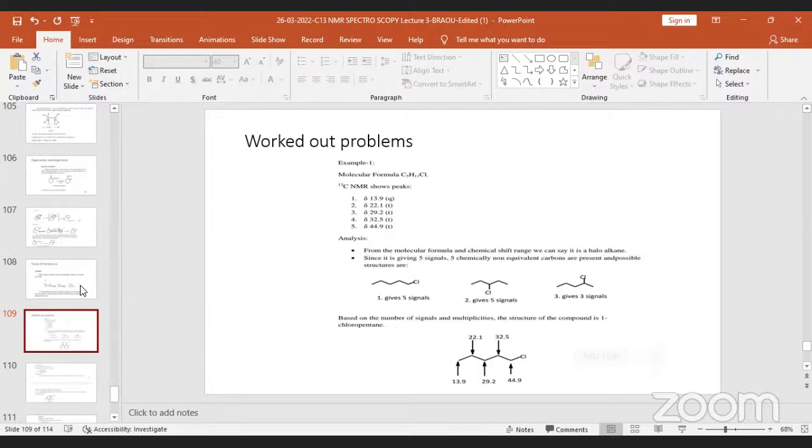Please correct the structure in your books. This is taken from your book only. This is 2-chloropentane actually. Either you change the chlorine positions or the number of signals. 3-chloropentane gives only 3 signals, and 2-chloropentane gives again 5 signals. So based on the data, it is confirmed as 1-chloropentane.